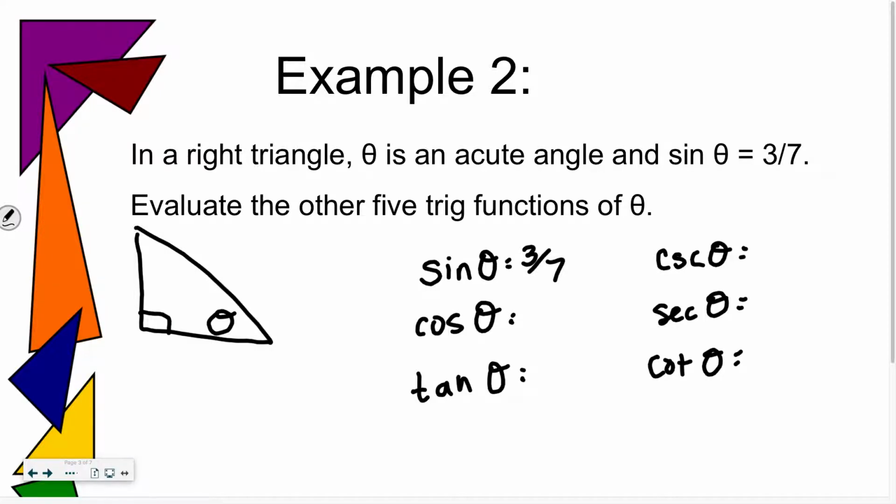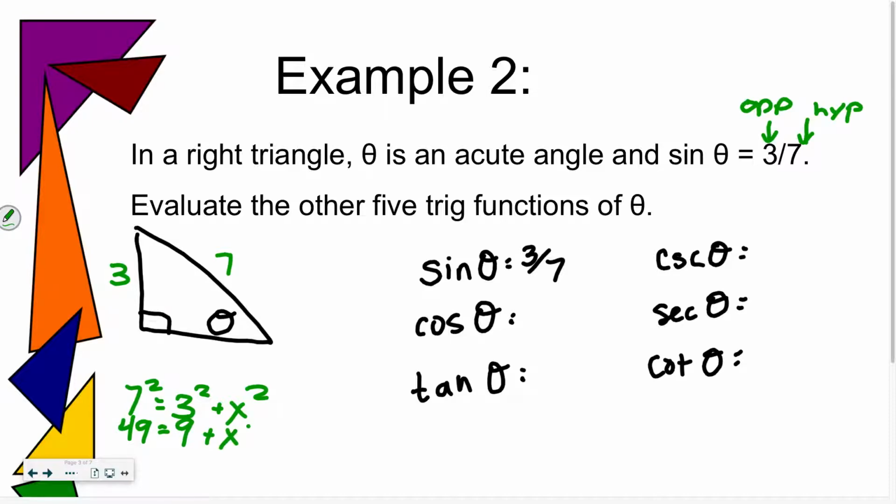What matters is when you decide to label the sides. Because the sine of theta is 3/7, we know that the opposite side is 3 and the hypotenuse is 7. And I heard some groups say Pythagorean theorem again. So we're going to do 7 squared equals 3 squared plus x squared. That's 49 equals 9 plus x squared. So x squared equals 40.